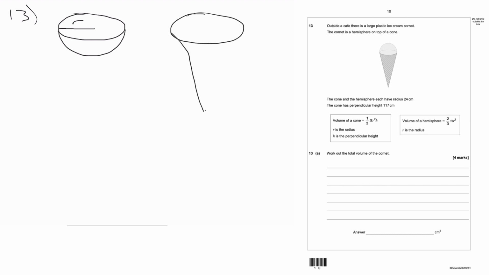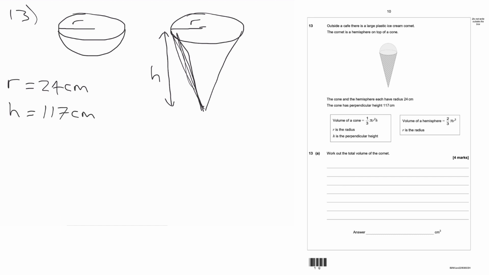So now we're moving on to question 13. Here we're given the volume of a cone and the volume of a hemisphere, and we want to know the total volume. So let's just draw out the shapes we have. Here we have our hemisphere with a radius r. And we also have a very poorly drawn cone, again with a radius of r. And we're also told we have a height h to this. And we're given here that r in both cases is 24 centimetres and h is equal to 117 centimetres.